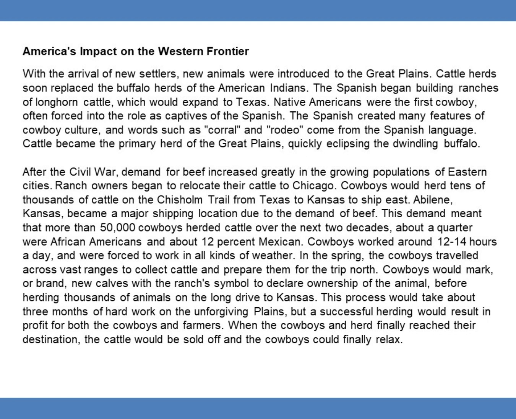After the Civil War, demand for beef increased greatly in the growing populations of eastern cities. Ranch owners began to relocate their cattle to Chicago. Cowboys would herd tens of thousands of cattle on the Chisholm Trail from Texas to Kansas to ship east. Abilene, Kansas became a major shipping location due to the demand for beef.